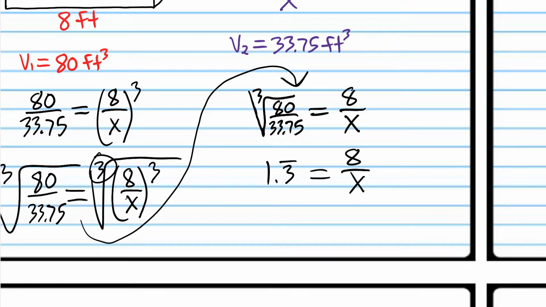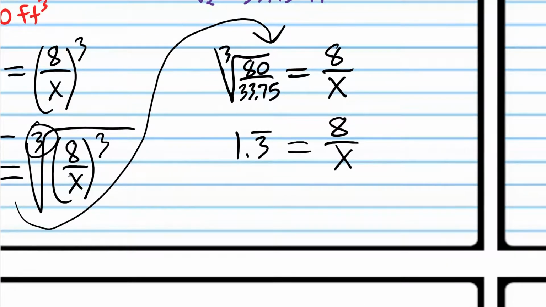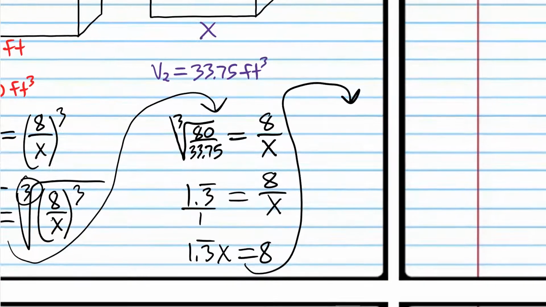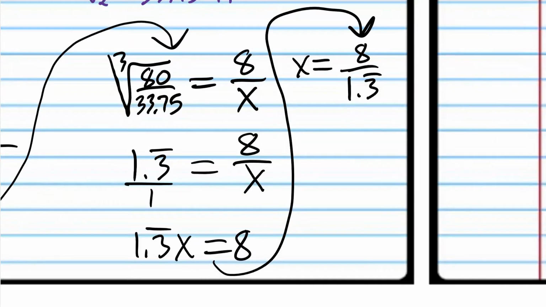And then we're going to cross multiply. You can consider this to be over 1. Cross multiply, we have 1.3 bar times x is equal to 8. Then divide both sides by 1.3 bar. So x is equal to 8 over 1.3 bar. Now, I can't think of an easy way to really put this into your calculator, but just do 8 divided by 1 point, and then just put a lot of 3's, and then equals, and it should give you 6. It'll give you an approximation, but it's basically 6.